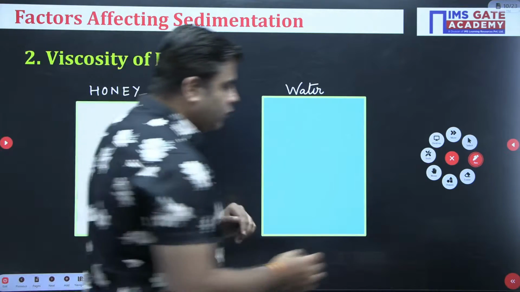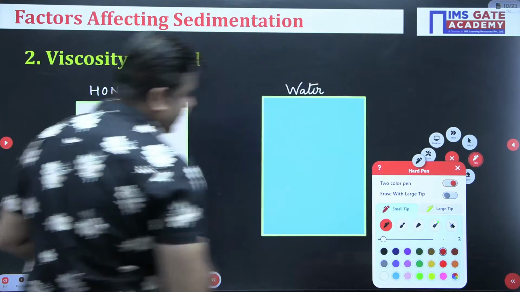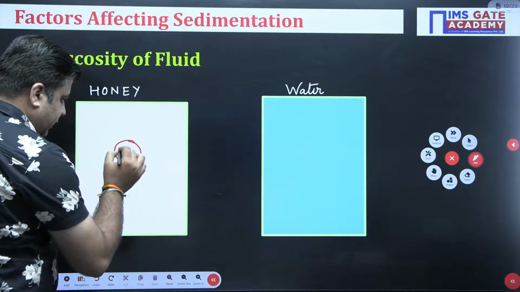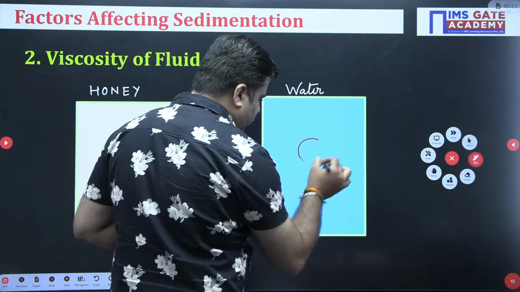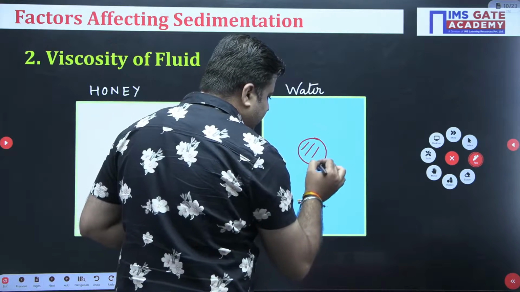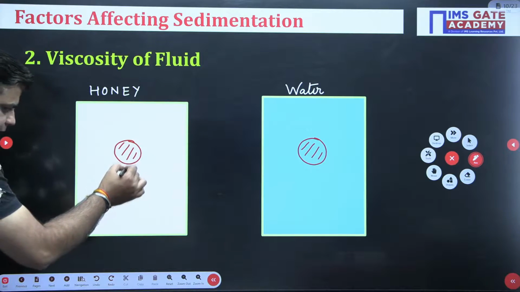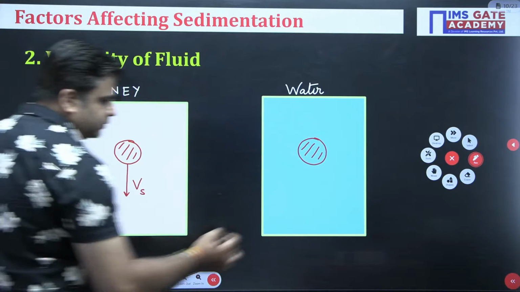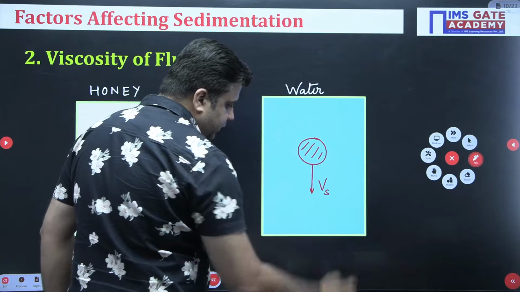Okay. Now you observe this very carefully. This is my solid which is settling in both the tanks. Same solid is settling in honey and also in water. And this solid is settling with a constant velocity, that is the settling velocity Vs.